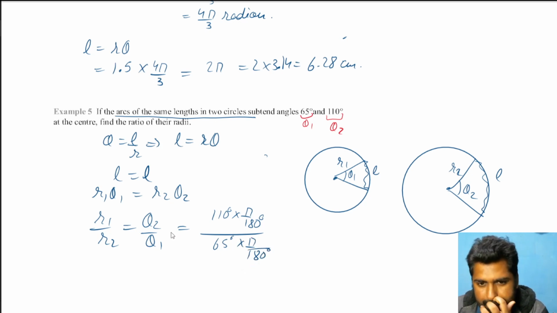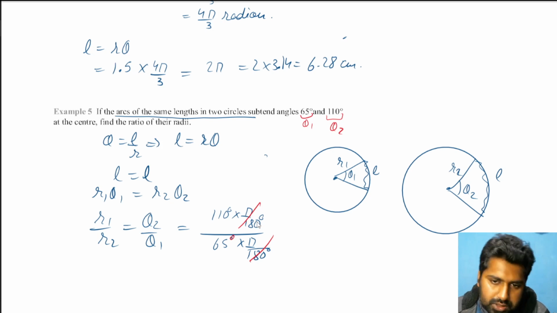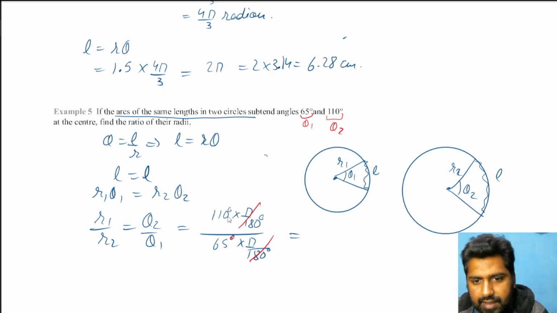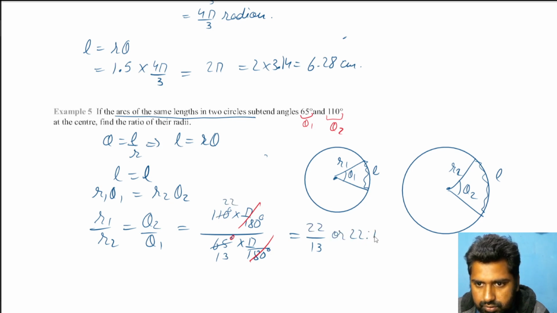The reason I generated the formula first is that now these two parameters cancel. Pi by 180, pi by 180 cancels. So even if you forget to convert degree into radian while doing this question, you will be saved in this particular question. Not always, because here he's talking about ratio. So that's 5 into 13, 5 into 22. So 22 upon 13 or 22 ratio 13. That's your answer.